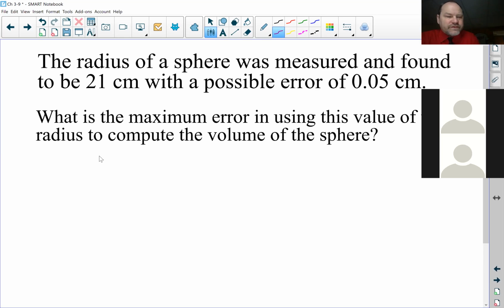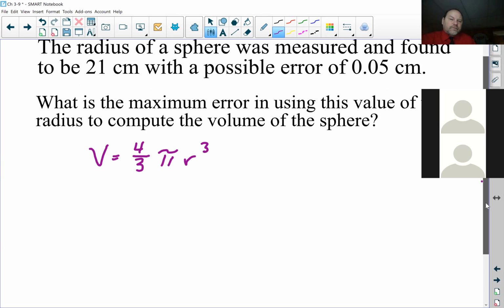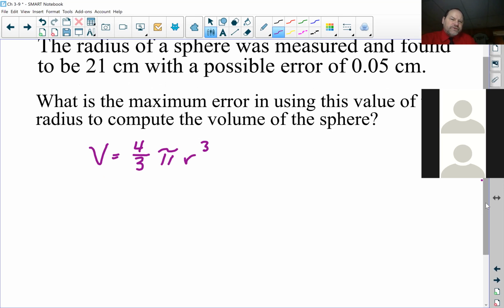So remember, the volume of a sphere is 4/3 pi r cubed. And we're going to use differentials to calculate or estimate that maximum error. So don't calculate the volume at 21, and then the volume at 20.95, and then the volume at 21.05, and try to find the maximum error that way.